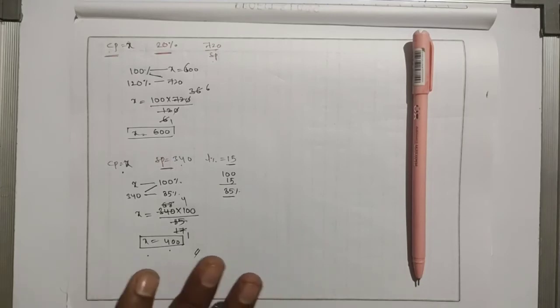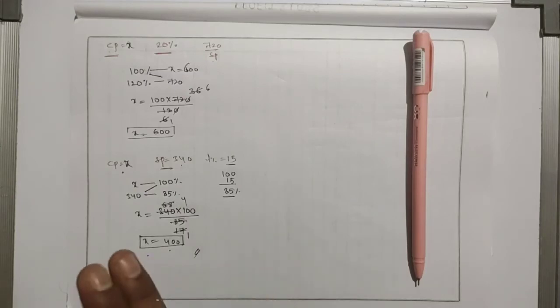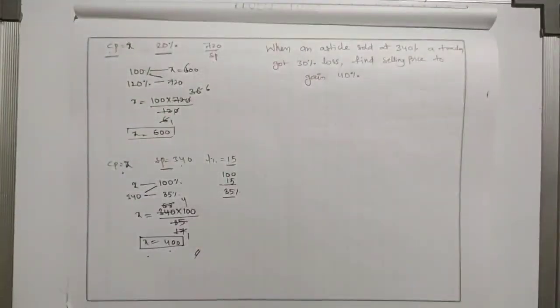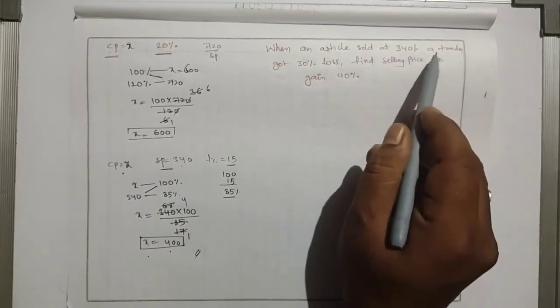We should not use any formula here, we just assume that the cost price is 100. If you get a profit, we take 100 plus the profit percentage. If you get a loss, we take 100 minus the loss percentage. In that way we can assume and solve the problem.